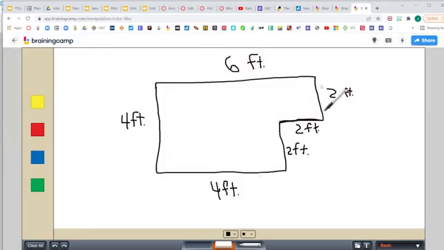Now we can add up all of the sides together to find our perimeter of this shape around the outside. Again, I can see my 4 and 6, I can make 10. And then over here, 2, 4, 6, and another 4 is another 10. So I've got 20 feet here, you guys. 20 feet is my perimeter. That is my distance around the outside of this shape.